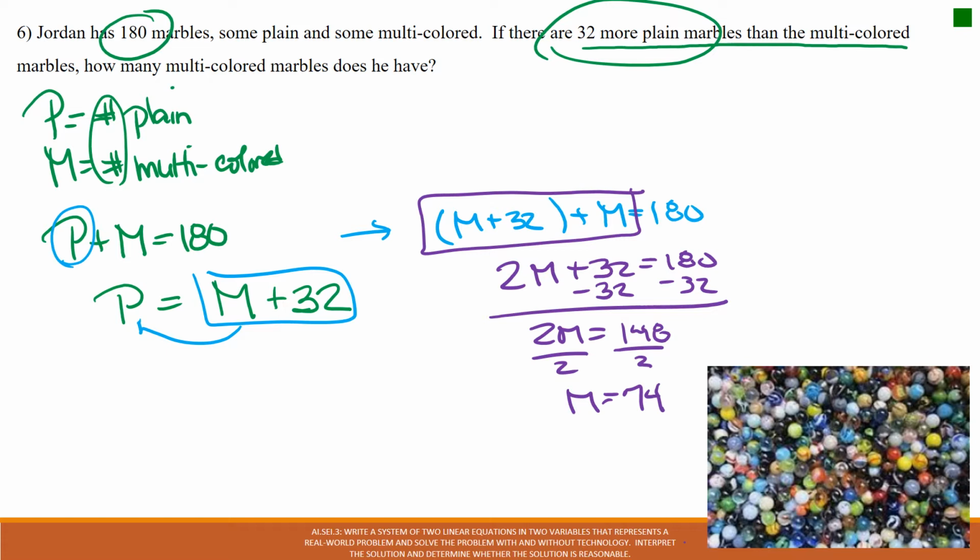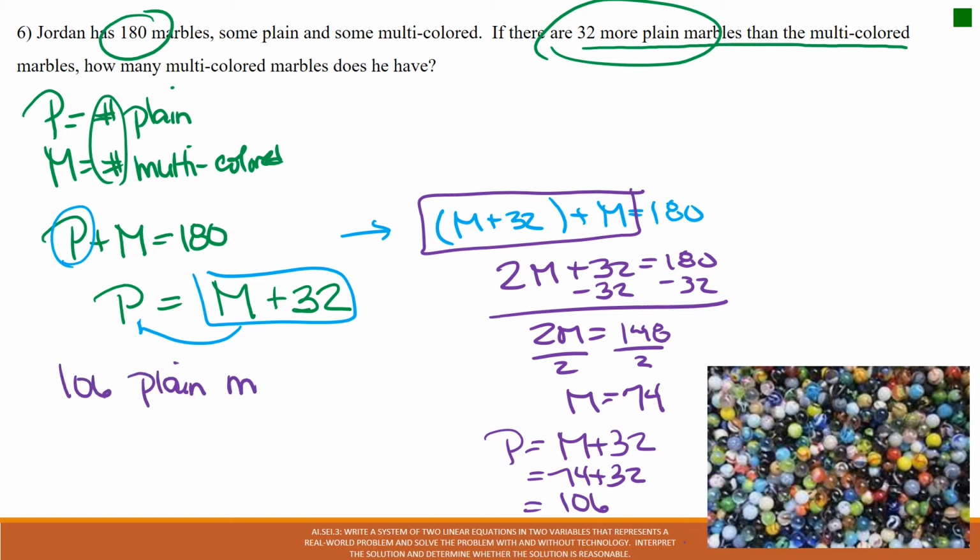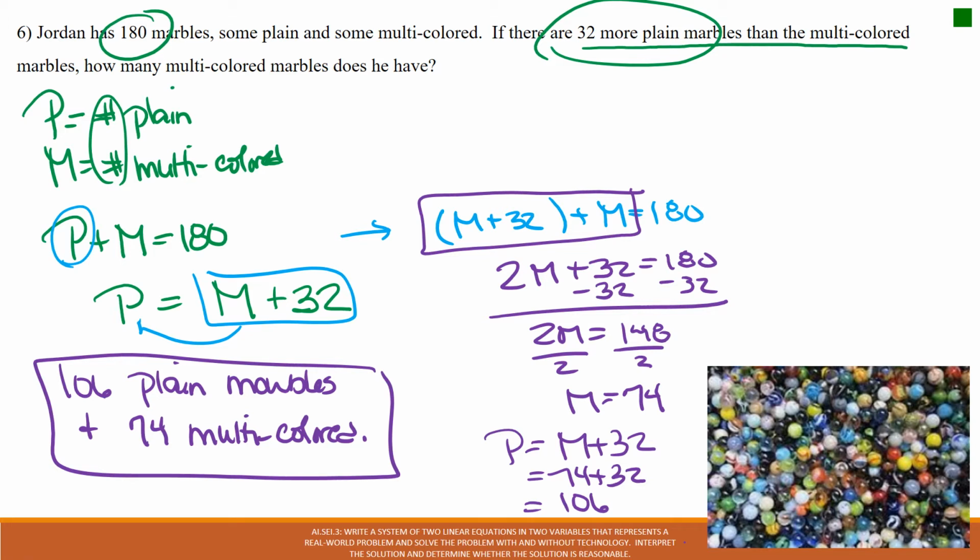So the plain is the multicolored plus 32. So 74 plus 32 is 106. So there are 106 plain marbles and 74 multicolored. Now, I'm going to tell you honestly, this is a tougher one because it's kind of tricky. So this one might be a good question.